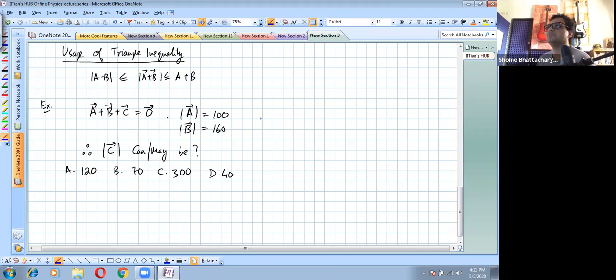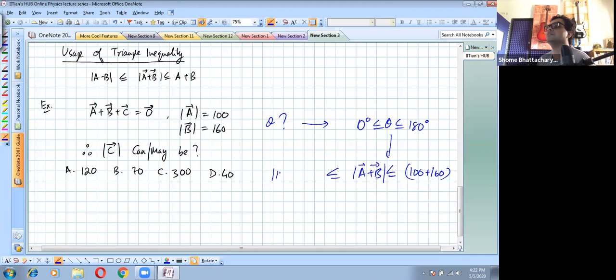See, dekho, abhi mujhe angle nahi pata na inke beech. I don't know the angle. So the angle could be anything. That means the angle could be anything between 0 degrees and 180 degrees. That means the magnitude of A plus B, according to our triangle law, could be anything between the sum of the two, that is 100 plus 160, and the difference of the two. And that is why you always write the difference with a mod.